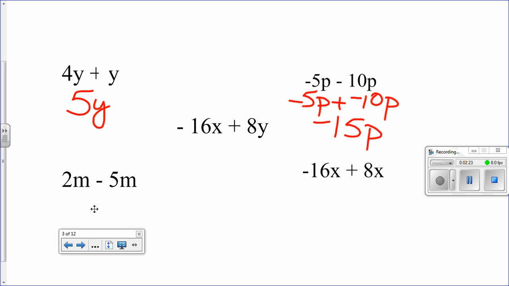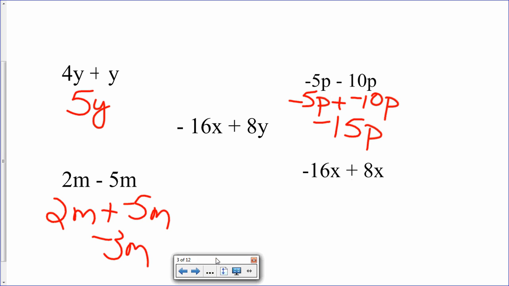2m minus 5m again becomes 2m plus negative 5m, which combines to be negative 3m. Negative 16x plus 8x, combine your coefficients, and we get negative 8x. Negative 16x plus 8y stays like that.